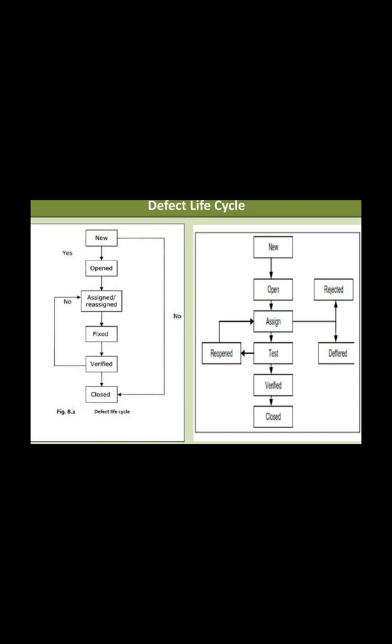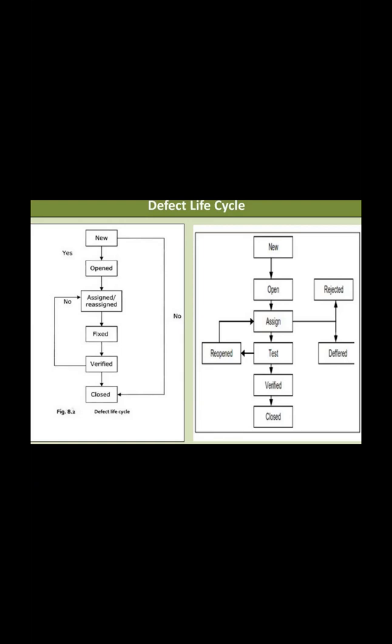So you identify a new defect, then open the new defect, assign and reassign the defect so that it can be eliminated, fix the defect, verify whether the defect is eliminated or not, then close the defect process. The same way, we can have the new defect in your project.